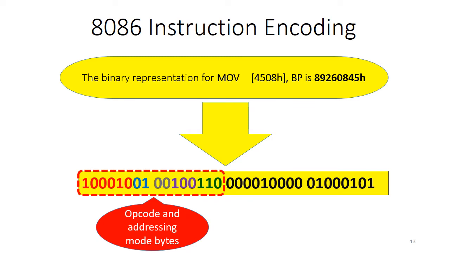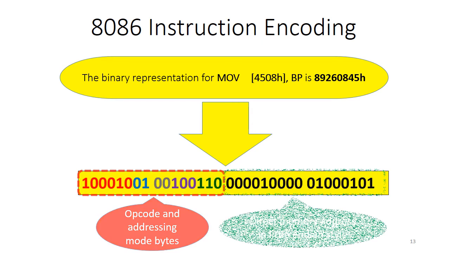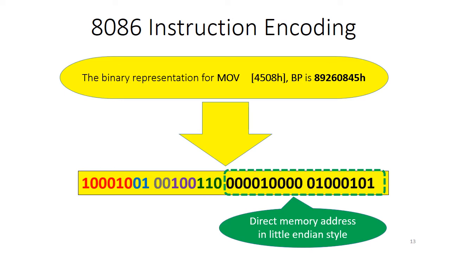The opcode byte and the addressing mode byte are obtained using the approaches that we have already described, and it comes out as shown on the illustration. Different fonts have been used to represent different fields within these two bytes. The direct address is a 16-bit value. This value is encoded in a little endian style and is stored following the addressing mode byte as shown on the illustration.